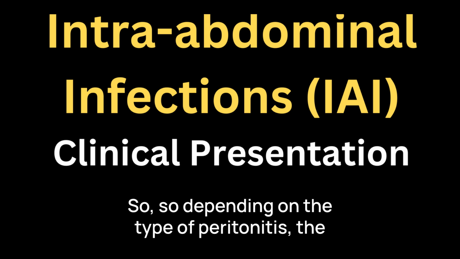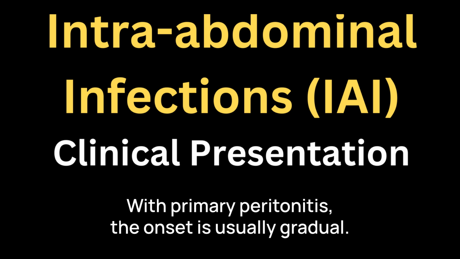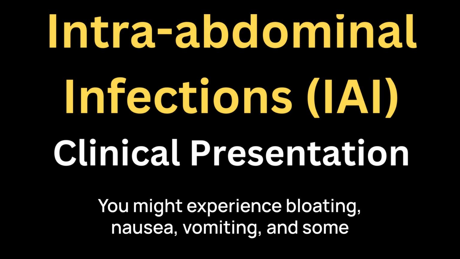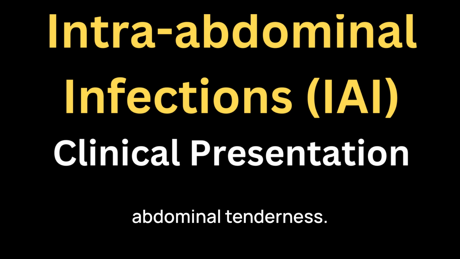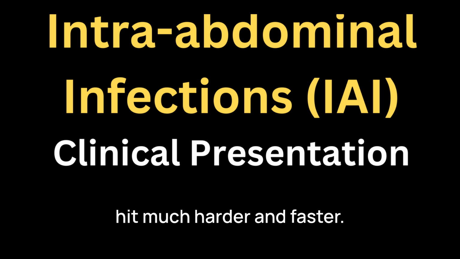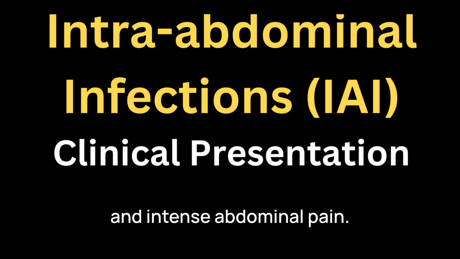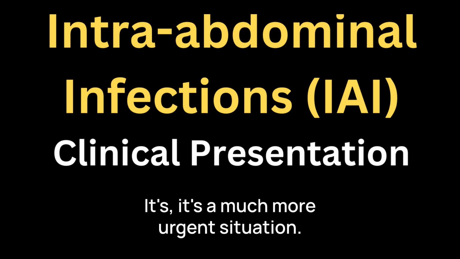So depending on the type of peritonitis, the symptoms would probably look pretty different. You're absolutely right. With primary peritonitis, the onset is usually gradual. You might experience bloating, nausea, vomiting, and some abdominal tenderness. Secondary peritonitis, on the other hand, tends to hit much harder and faster. Think high fever, rapid heartbeat, low blood pressure, and intense abdominal pain. It's a much more urgent situation.